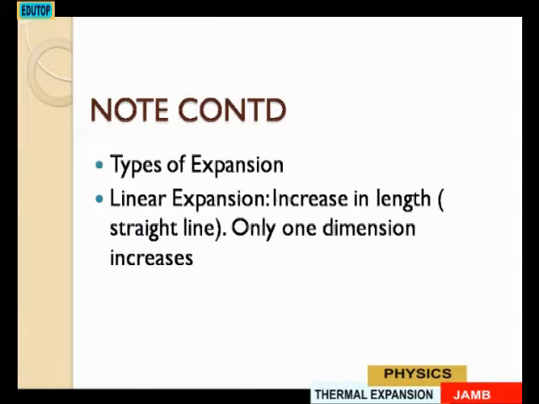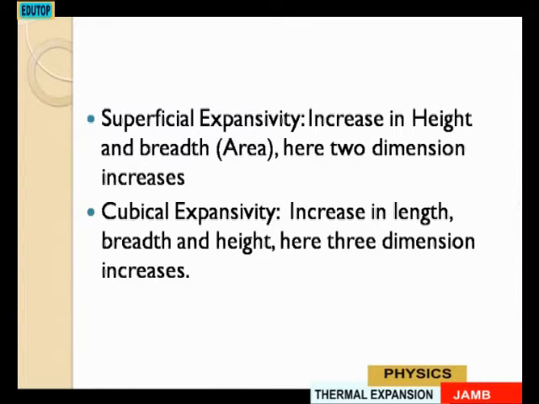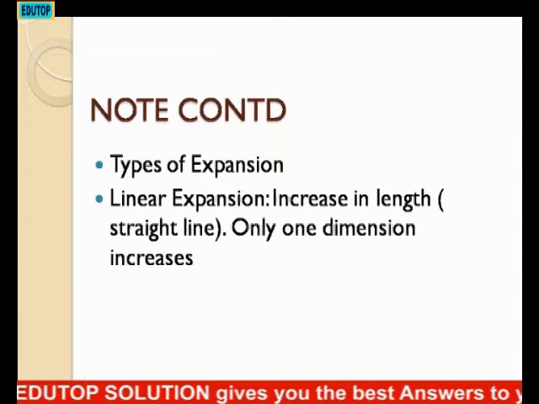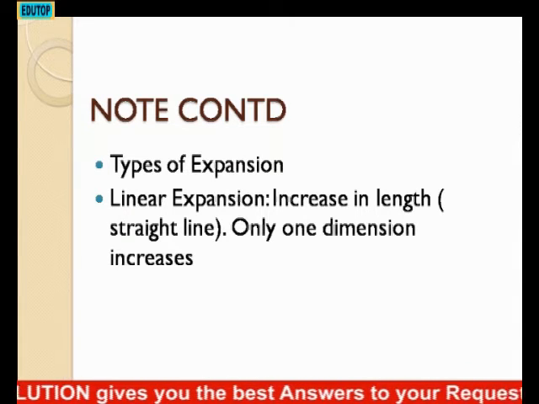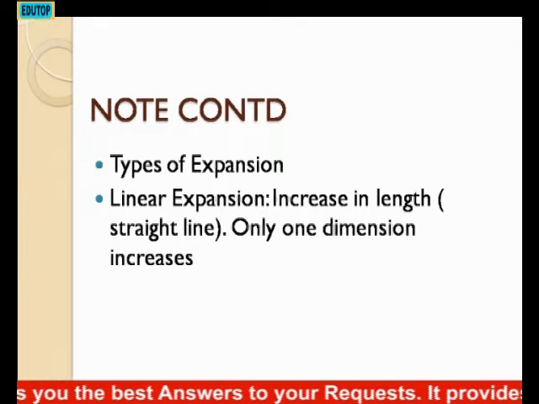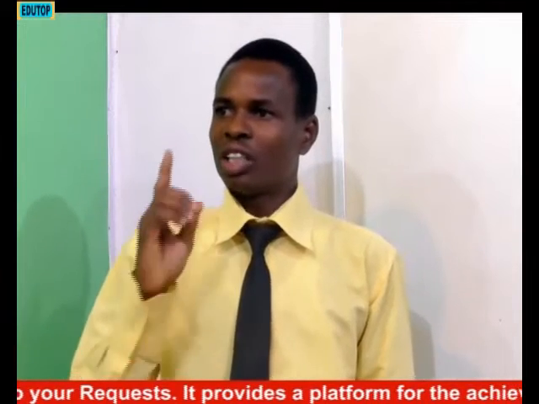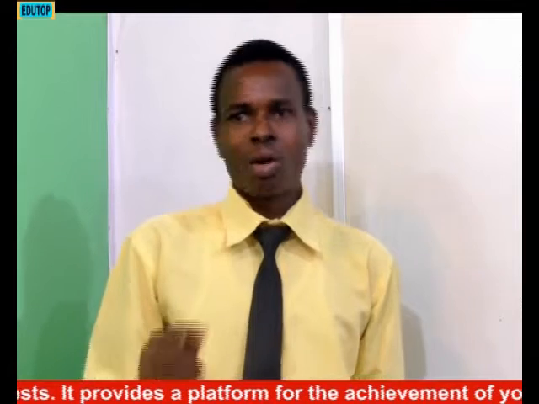Let's look at the types of expansion. We have 3 types. We have what we call linear expansion. We also have what we call superficial expansion or expansivity. Then thirdly, we have cubical expansivity. We are going to take it one by one briefly. Linear expansion is increase in length. When we are talking about linear, it is anything on a straight line. So increase in length is along a straight line. Only one dimension increases, either the breadth or the length or the height.